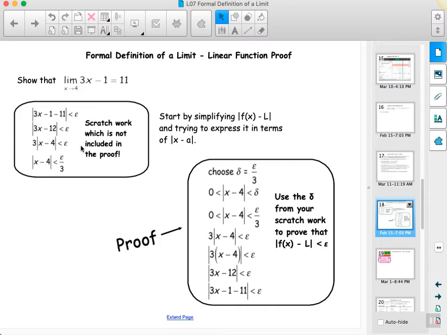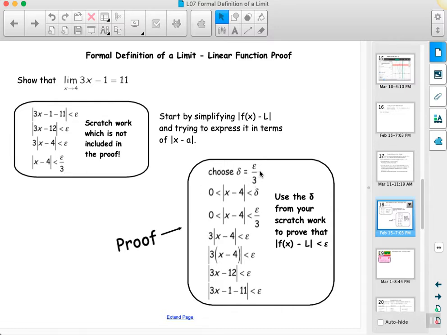So this was my scratch work. In university, they'll tell you that this is your scratch work. It is not the proof, because in the proof, we need to start with the delta. Right now, this is telling me I should choose delta to be epsilon over 3. So I'm going to start my proof on this bit over here, using what I've determined from the scratch work, which told me what delta should be.